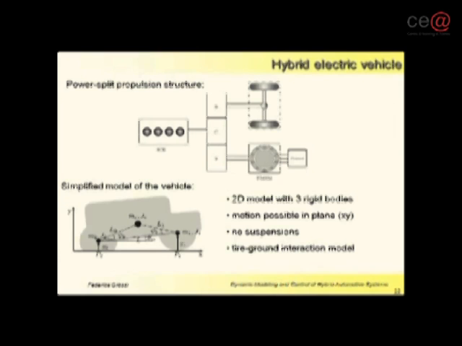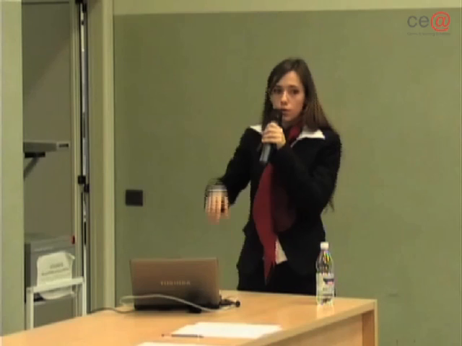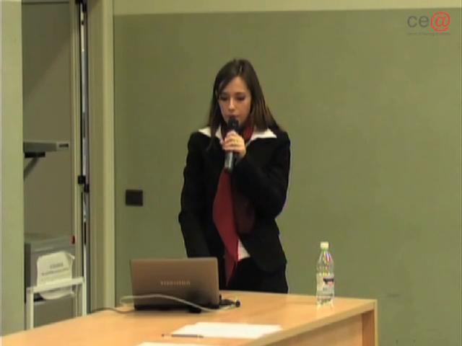So the power split propulsion structure that we are considering is represented over there. We model the electrical motor, the internal combustion engine, and the planetary gear that are connected in this way. That is to say, the electrical motor is connected to the sun, the internal combustion engine to the carrier, and the ring is connected to the driving axle of the vehicle.